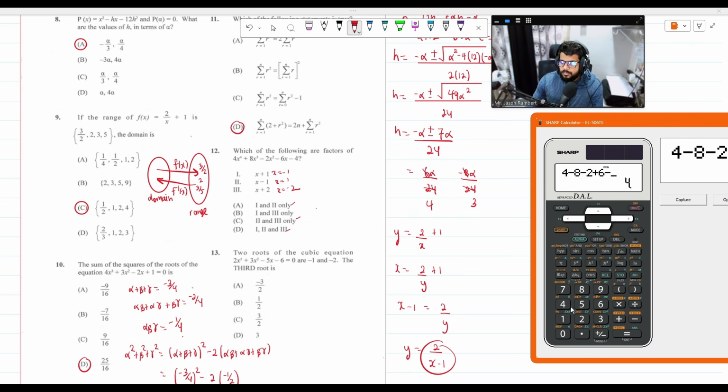And minus 4. So 1 is not an answer. So if 1 is not an answer, this, and this going out of the window. So the answer is going to be C.